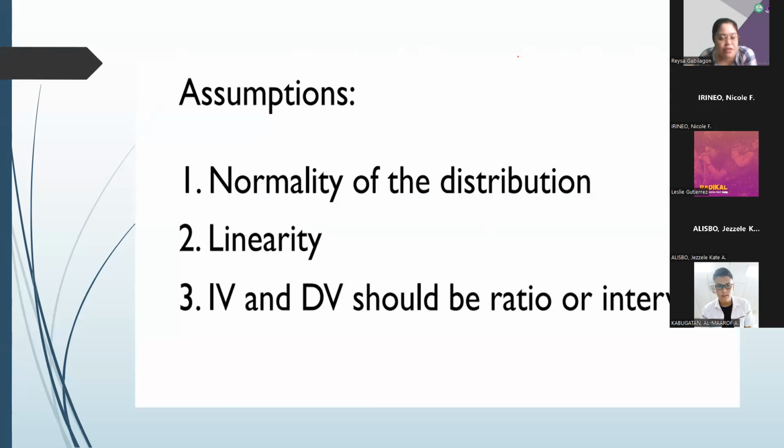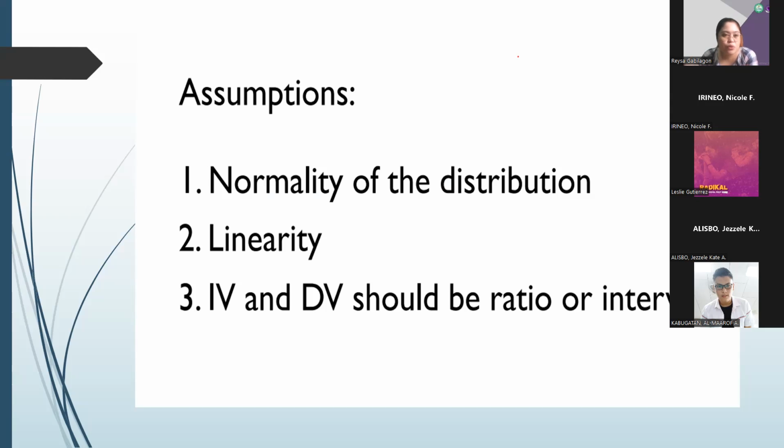Now, since Pearson R is a parametric test, just like our t-test, we have assumptions to be satisfied or to be met. So just like the t-test, we have to ensure that there should be a normal distribution of the collected data. Remember, for the t-test, we do normality checking using the Shapiro-Wilk test. We are going to do that also for the Pearson R correlation.